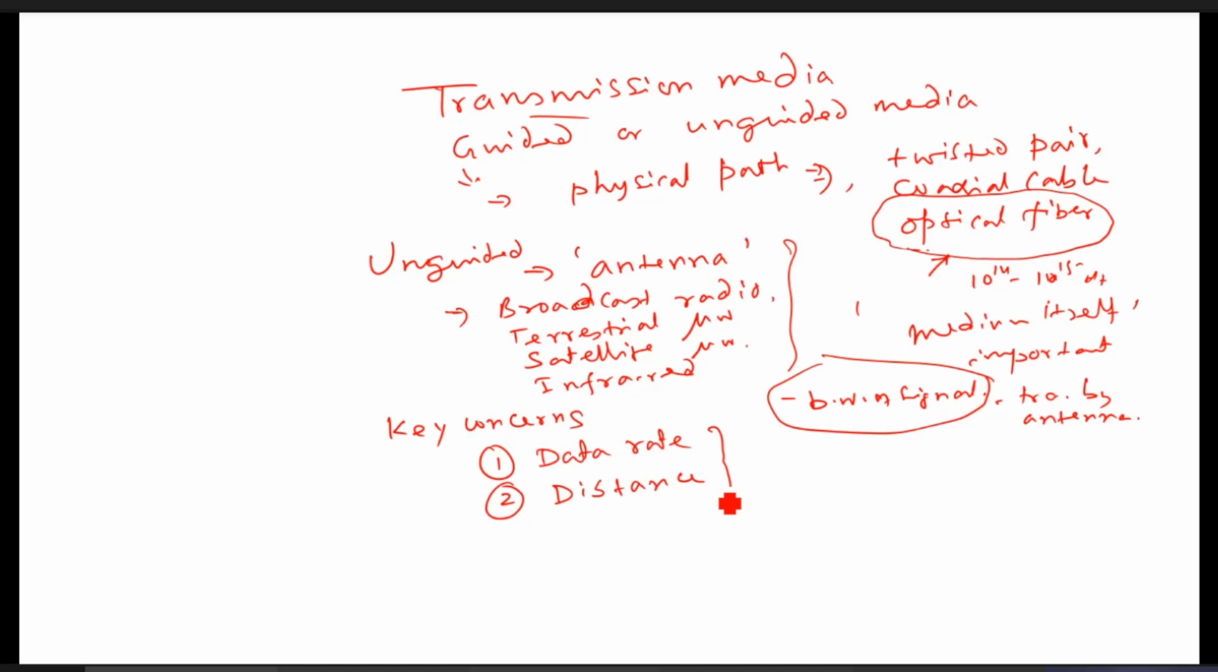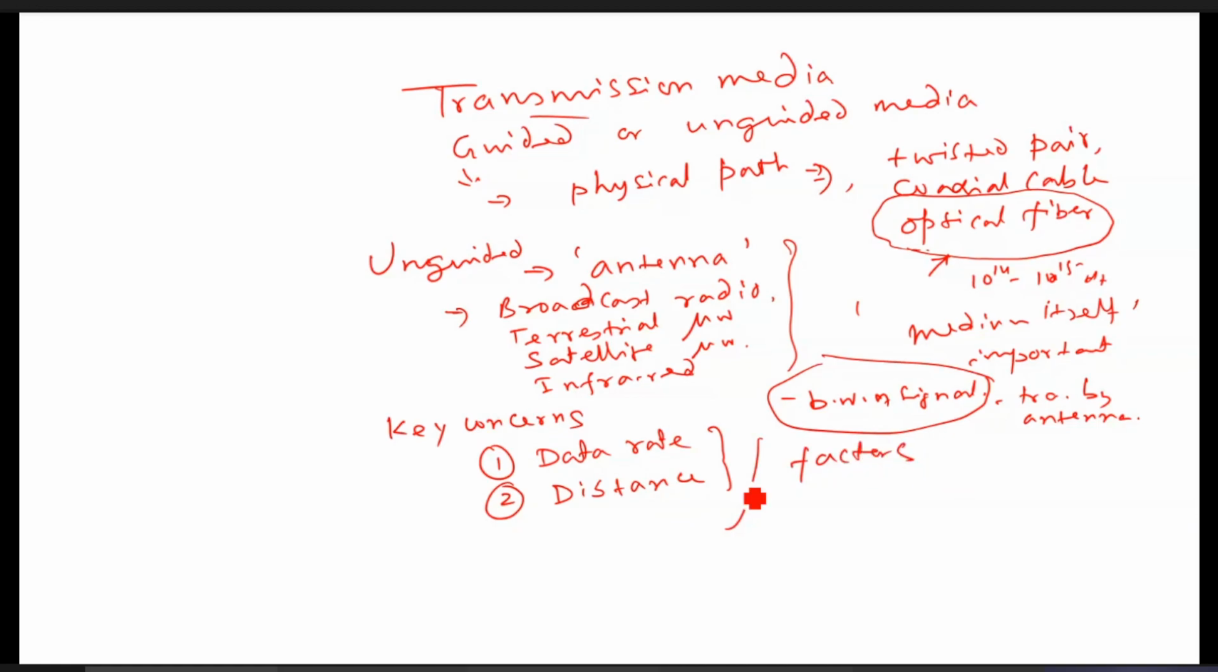These are the two important components to determine the data transmission characteristics. If you want to design data communications or data transmissions, then two things you have to consider: data rate and distance. Other things will also be there, signal strength, transmission impairments, everything would be involved. But the key concerns you have to consider are data rate and distance, and many factors affect these.